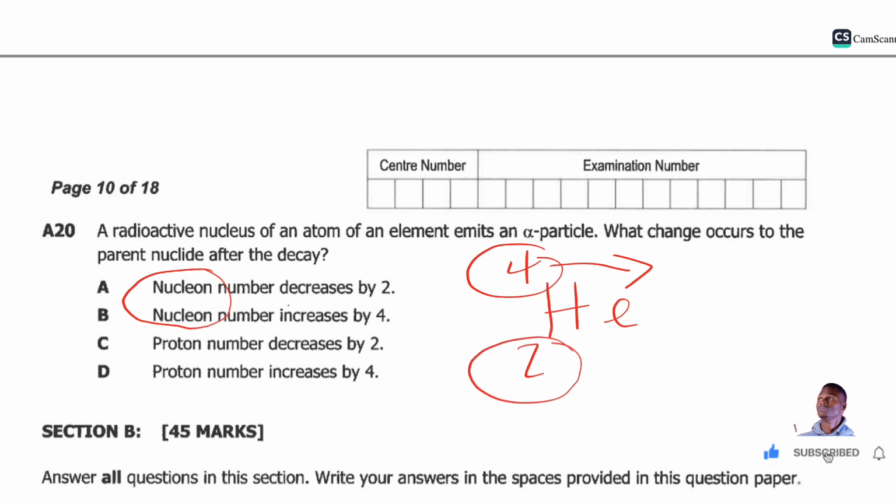Then what happened to the proton number or atomic number? Atomic number decreases by 2. Okay, atomic number decreases by 2 in the parent nuclide. Let's look at C. Proton number decreases by 2. Yes, C is the best answer here. Then D, proton number increases by 4? No. So that's it. Physics is very simple.